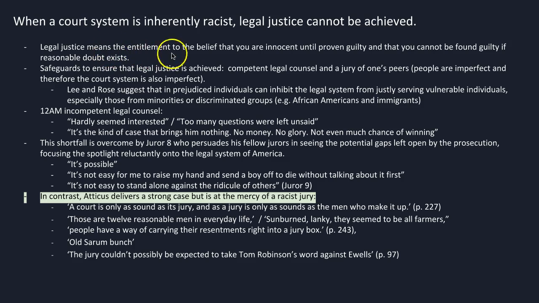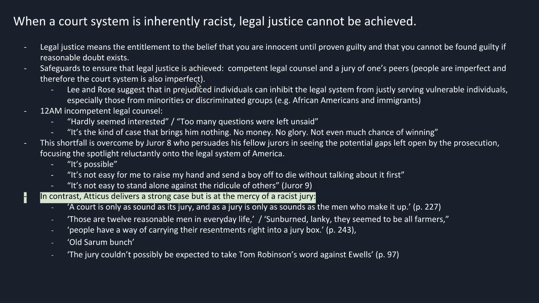Legal justice means the entitlement to the belief that you are innocent until proven guilty and that you cannot be found guilty if reasonable doubt exists. Safeguards to ensure that legal justice is achieved include competent legal counsel and a jury of one's peers. However, both Lee and Rose showed that because people are imperfect, the court system is imperfect.